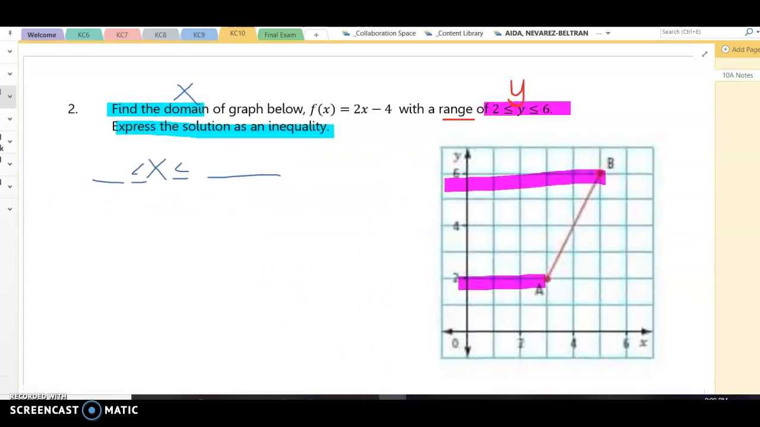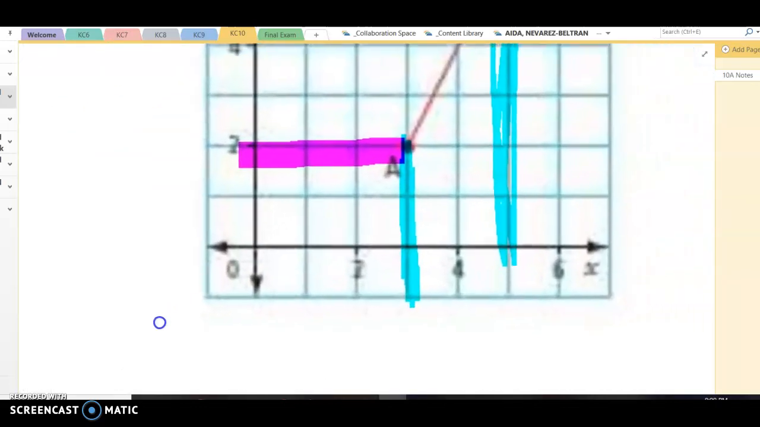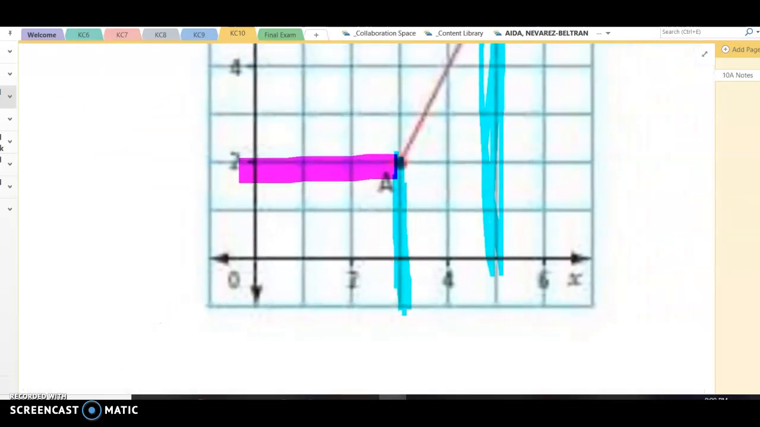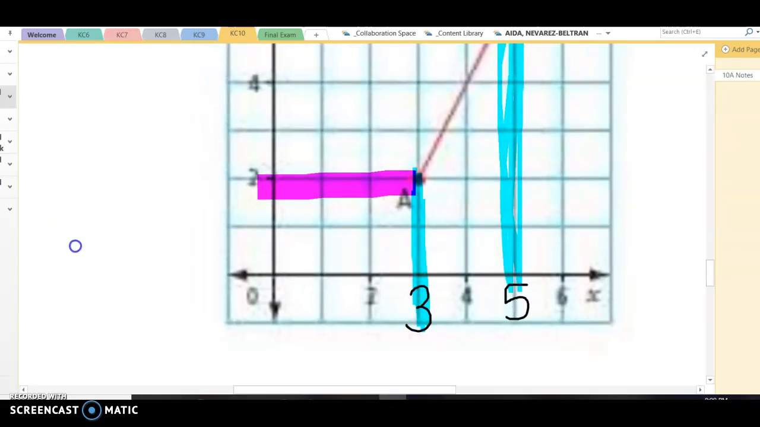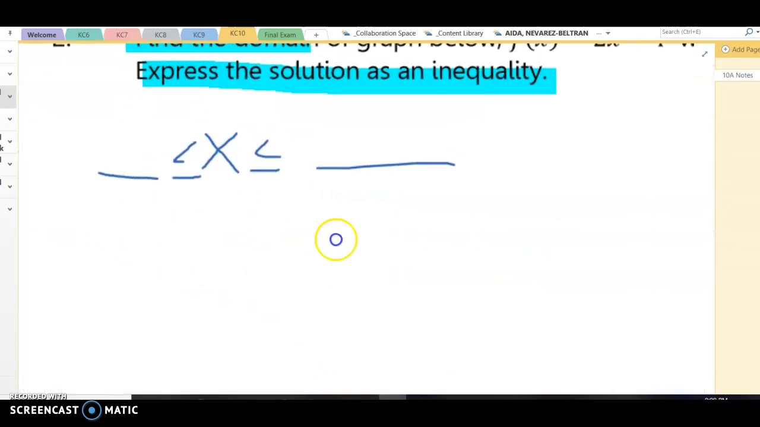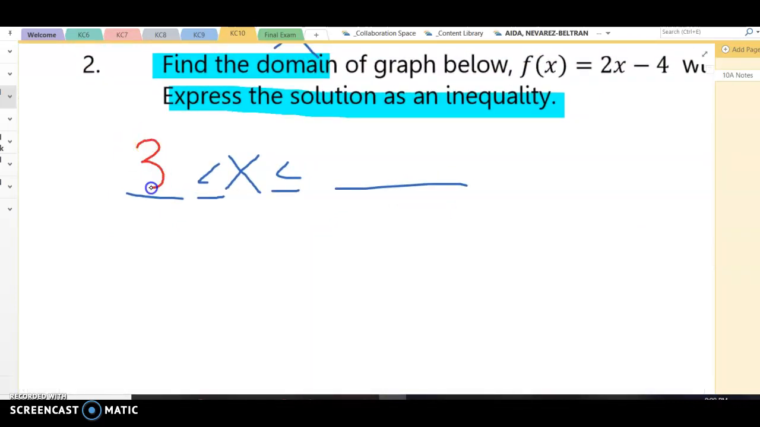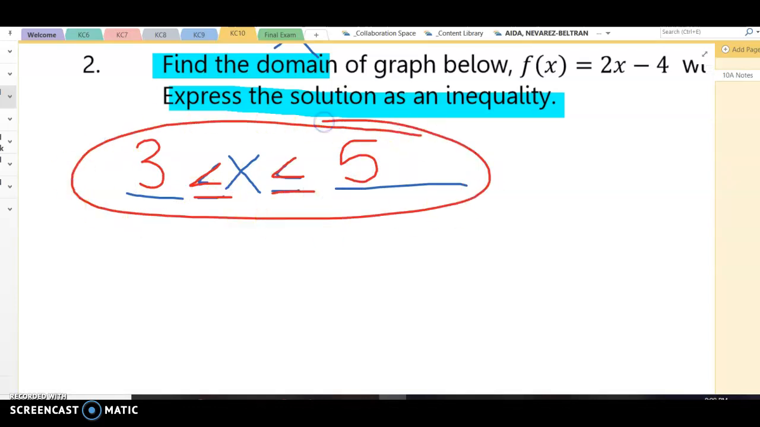Right, range is y, domain is x. So we're finding the numbers that x is between, right? So we just take where our line starts and bring it down. That tells us where x begins, and then take the end of our line and bring it down. That tells us where our x ends. So if we look at these numbers, this here would be 3 and this would be 5, right? So that tells us that our x starts at 3 and goes till 5. So here's our domain.